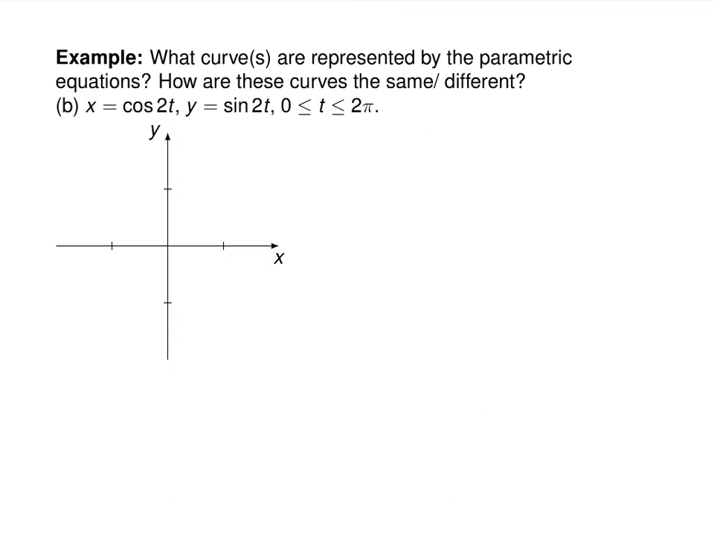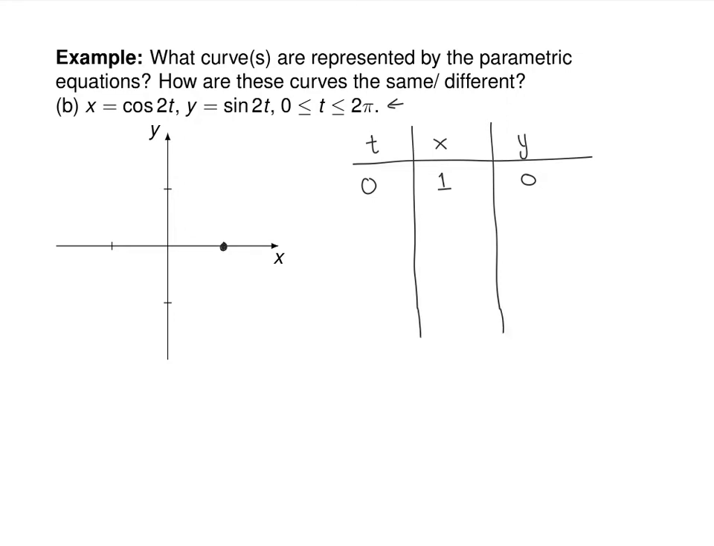How about this one? Cosine of 2t, sine of 2t. What is going to change? So let's plug in some values for t. All right, we input t equals 0. And notice we do have the same restriction on t. T is still between 0 and 2 pi. So when we input t equals 0, the x coordinate is still 1. The y coordinate is still 0. So we start at the same point.